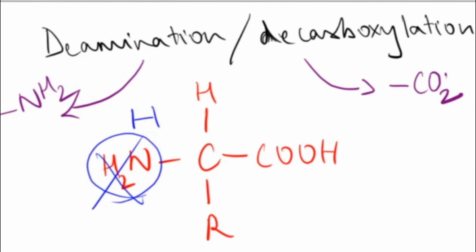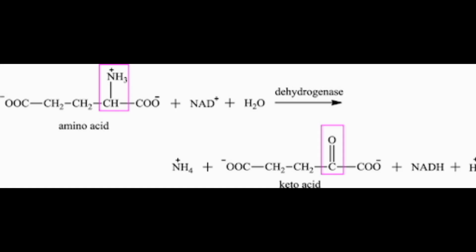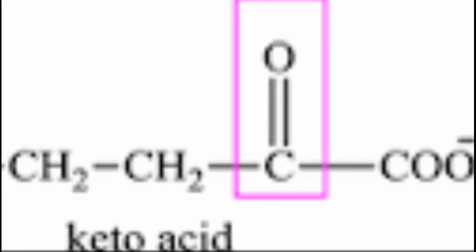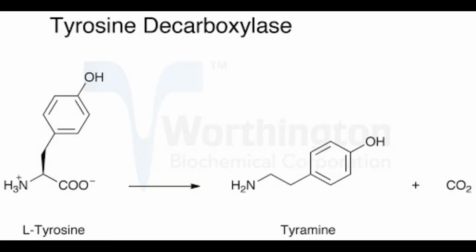And when you remove the amine, then the compound will become an acid, and it is known as a keto acid. Here you can see an amino acid, then deamination, and you get the keto acid. So you have the original carboxylic acid, but then the central carbon gains an oxygen and becomes a ketone. In the second one, you can see decarboxylation. Tyrosine is an amino acid, and after decarboxylation, it becomes an amine, so tyramine, and you release carbon dioxide.